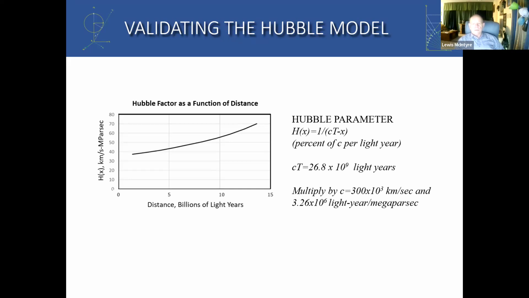Doubling to 73 kilometers per second per megaparsec as x approaches 13.8 billion light years, half the age of the universe. This compares with recent measurements that give a range of 65 to 75 for the more distant bodies.